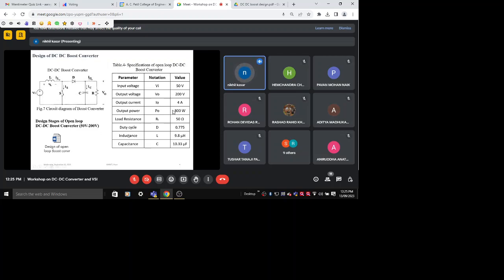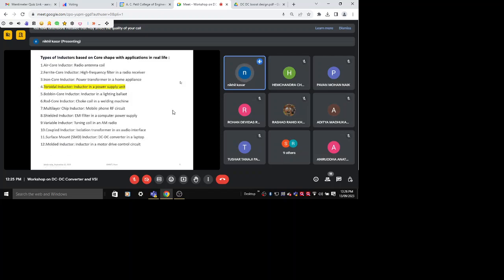After that, very important values, inductance and capacitance. Value of inductance we have just calculated, that is 9.8 microhenry, and value of capacitance, that is 10.3 microfarad. So these are all the values and the calculation, I hope it is clear to everyone. And now I will start with the last topic of morning session of this workshop, that is design of inductor.